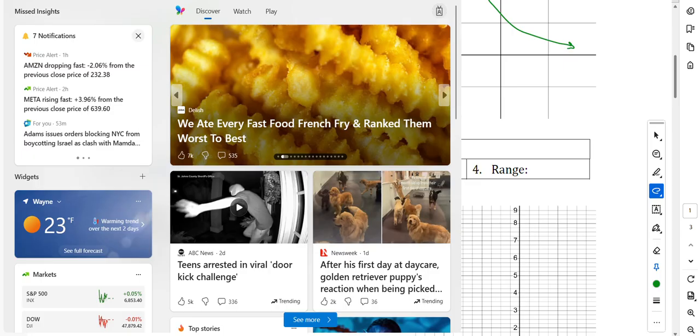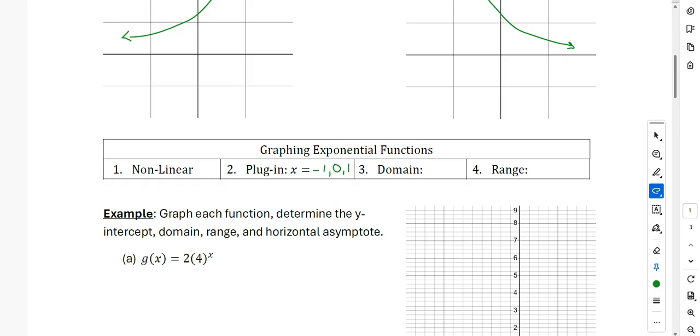Oh, fries. Fries. I probably touched something on the board.